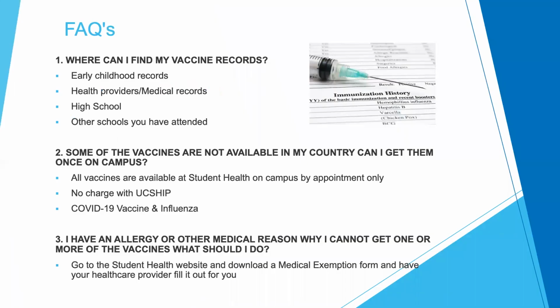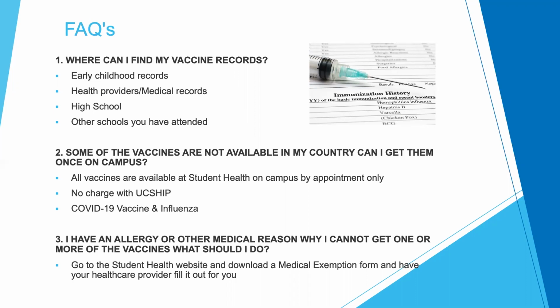These are some frequently asked questions that we get from students completing the incoming requirements, and I just wanted to include them here. Many questions we get are about how can I find my vaccine records? So in the US and in many places around the world, some of the schools that you may have previously attended may have records, your health providers, hospital, medical clinics, medical records, or early childhood records. So, and please ask your parents, they are likely to have some documents tucked away with your vaccine history on it. So that is where you can find those.